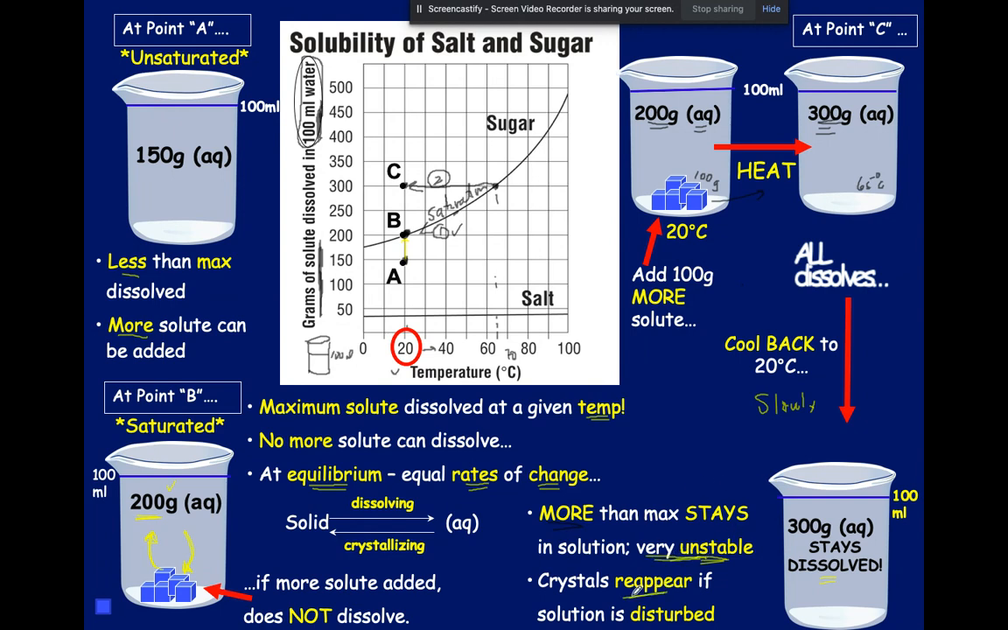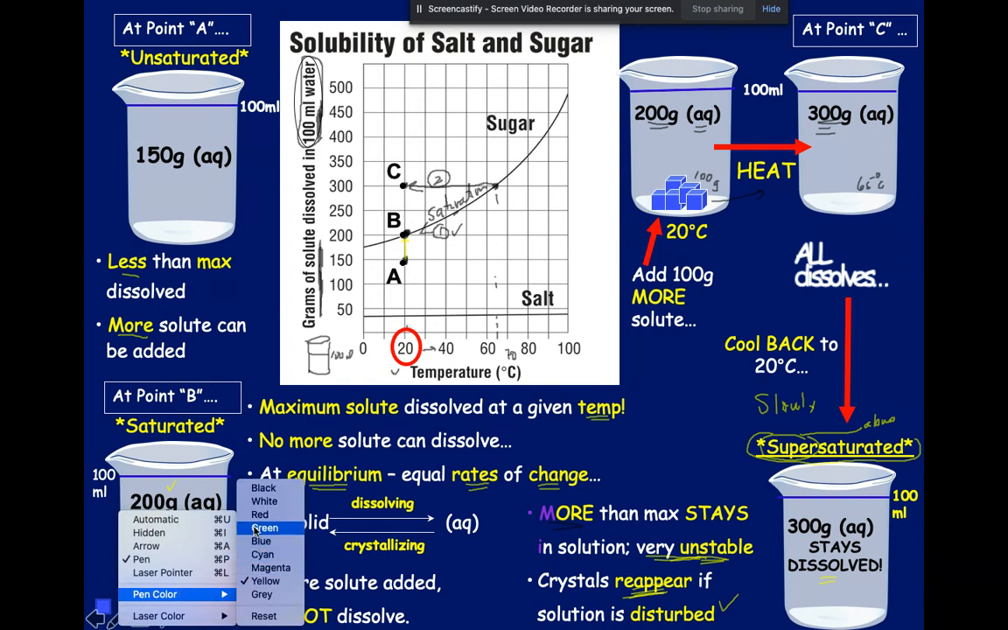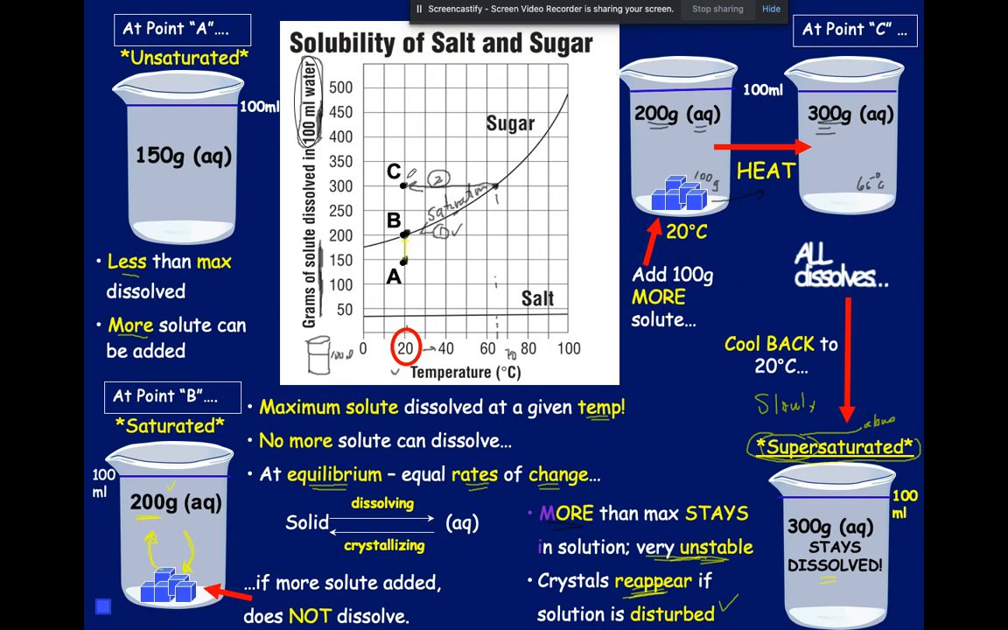Now, crystals will reappear if the solution is disturbed. The name of this solution, in this particular way, is called a supersaturated solution. The prefix super means above, and how we reflect that in the graph is we see a position above the line. So up here would be a supersaturated solution. This would be unsaturated solution.